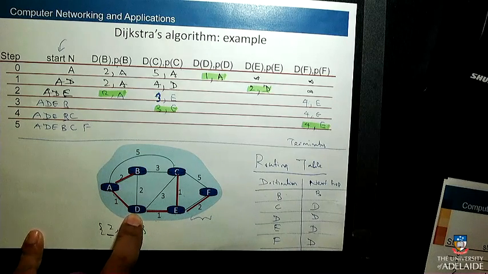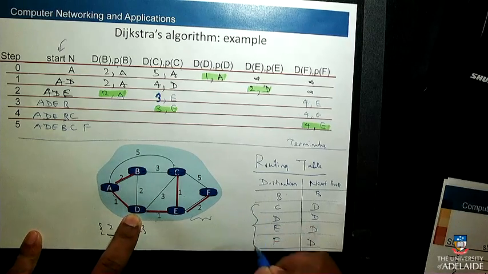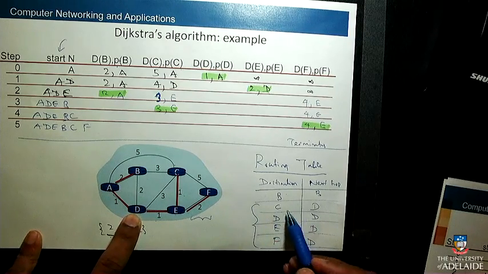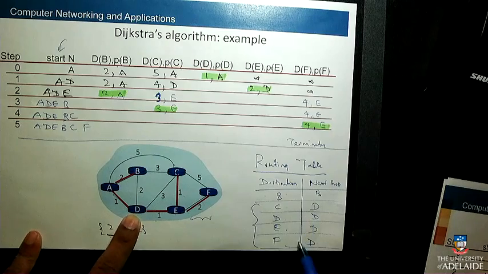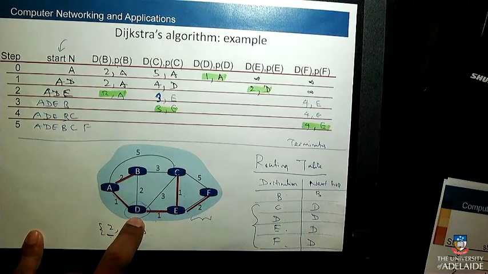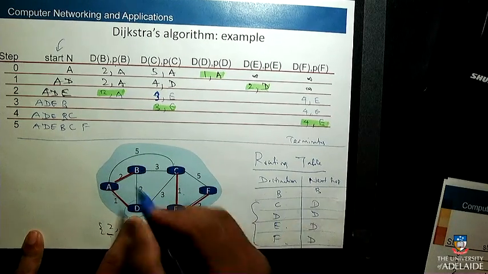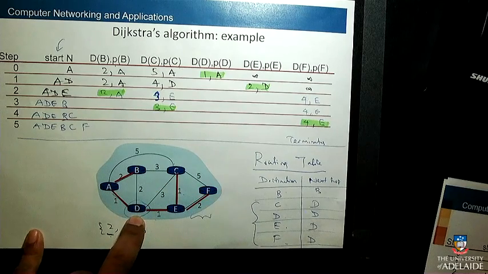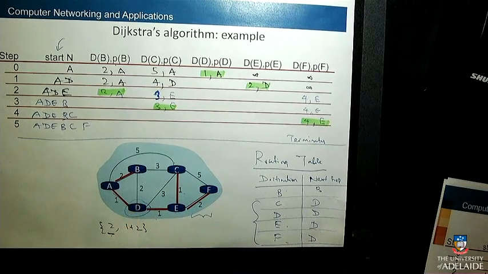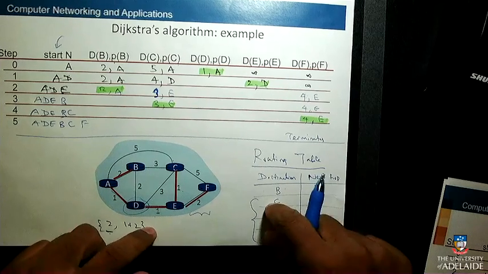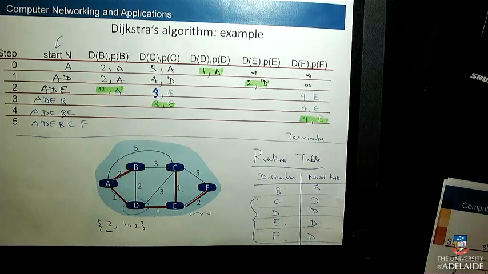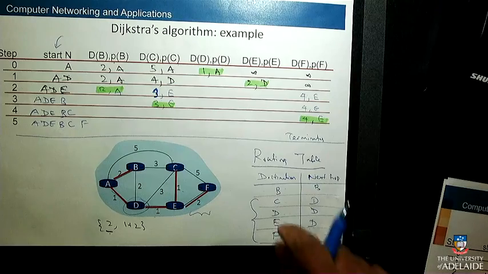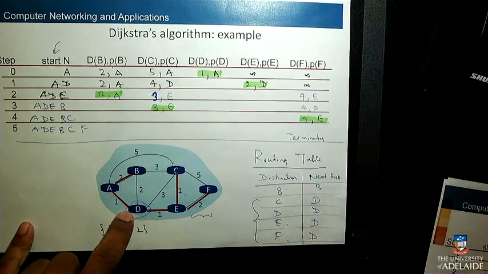So this is the ultimate forwarding table. If I get any of these packets destined to C, D, E, and F, my next hop is always going to be router D. If I get a packet that's going to B, I send it directly, right? So that's your routing table, okay? You can think of this as kind of like route aggregation, right? All these routes are aggregated to this single link.